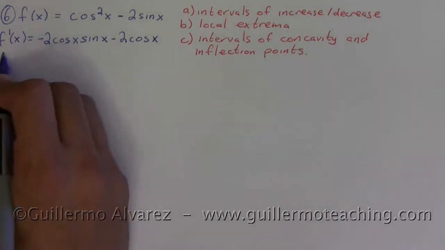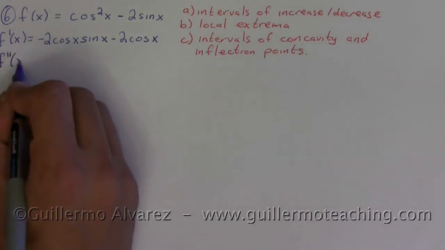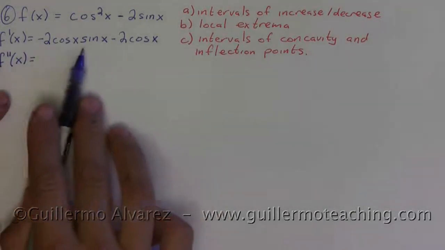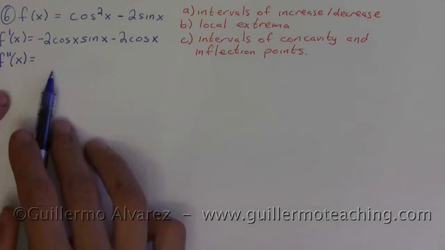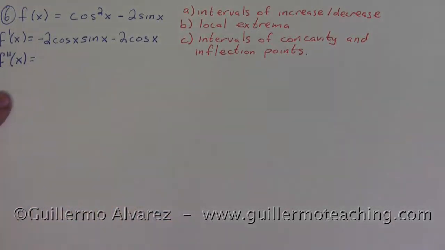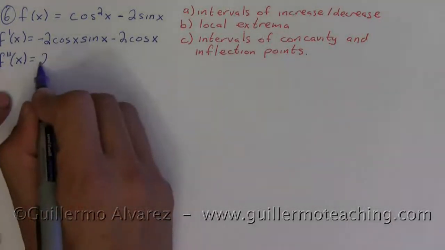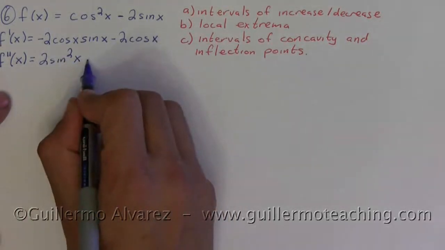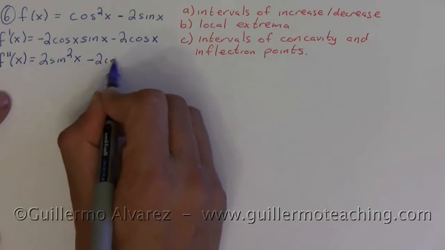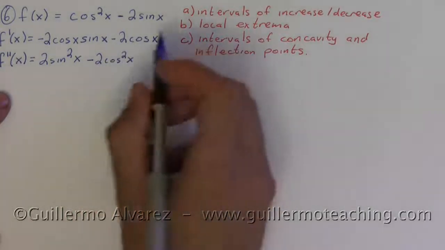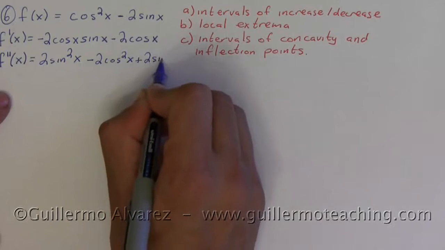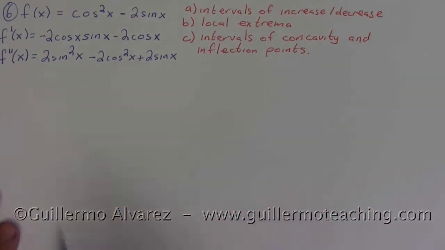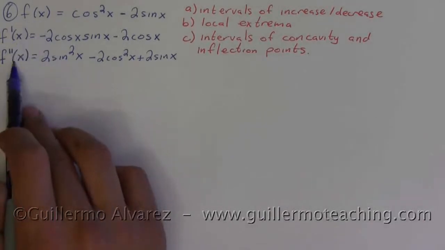Okay, and then if we get the second derivative, we get the derivative of this, well, here we have to use the product rule, and I'm just going to simplify it right away. We're going to get 2 sine squared of x minus 2 cosine squared of x plus 2 sine of x. Okay, so here I have my original function, the first derivative, the second derivative.